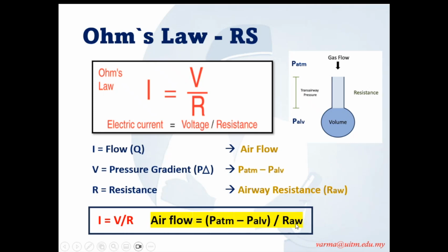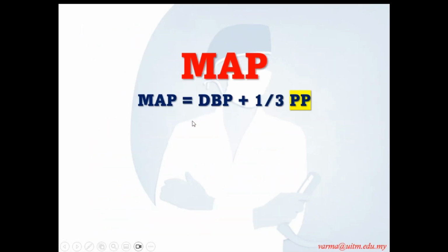With an increase in airway resistance, as an example in a patient with bronchospasm, your airflow is reduced. But with an increase in airway pressure, you will increase your flow. So if you want to ventilate a patient with higher volume, you increase your pressure. That's the simple example. Next, we go to the cardiovascular system again.